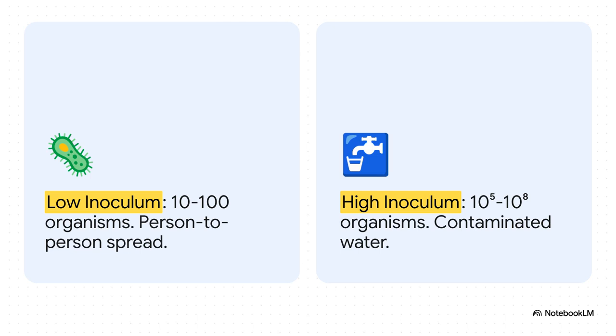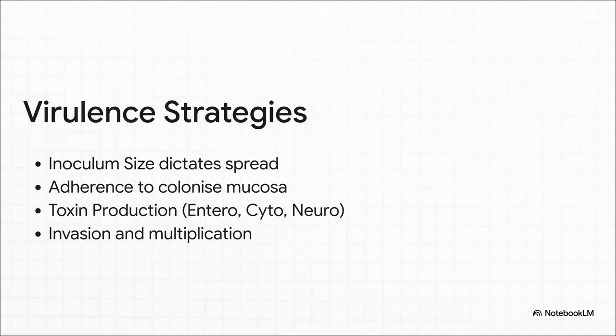But contrast that with Vibrio cholerae. Cholerae requires a massive dose, 100,000 to 100 million organisms, just to survive the acid in your stomach. And that directly dictates that cholera isn't going to easily spread by a simple handshake, right? It absolutely requires a heavily contaminated water or food supply. Now, beyond just inoculum size, these bugs generally rely on three other main virulent strategies: adherence, toxin production, and invasion.